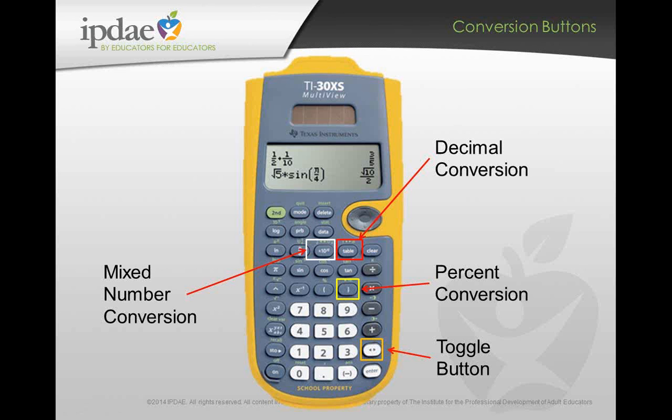You can keep pressing the toggle button to convert it into different formats. It will not convert to percent. That's the only thing. And I don't think it will convert to a mixed number as well. So it just reverts back to exact or approximate, fraction, or decimal. Okay, so let me show you how to do that real quick.